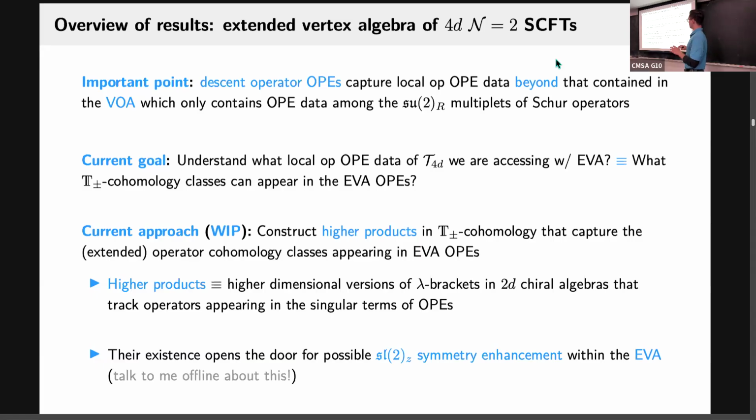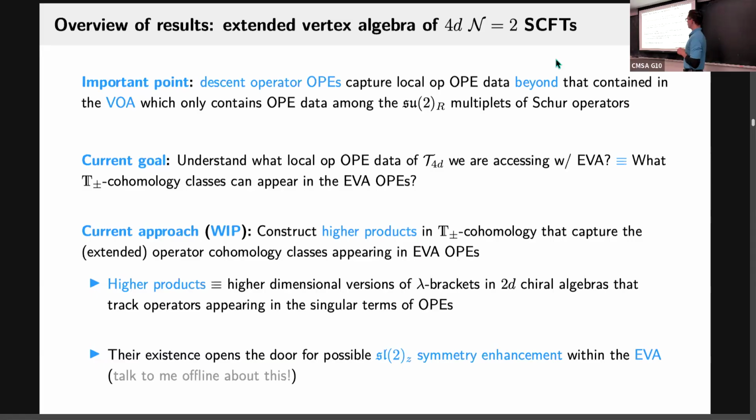But our current approach is the following. We want to construct what I refer to as higher products in this cohomology theory that capture the extended operator cohomology classes appearing on the right-hand sides of our extended vertex algebra OPEs. And by higher products here, all I mean is higher dimensional versions of lambda brackets that one typically defines in 2D chiral algebras, that organize the set of local operators that appear in the singular terms of your OPEs in that setting.